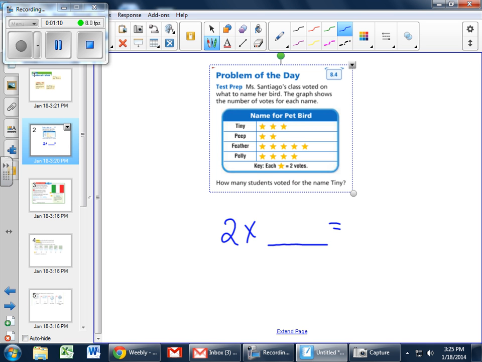A question of how many students voted for Tiny. So Tiny has a total of 3 stars. So you have 3 times 2. 2 times 3 equals 6. And you're going to label it students.